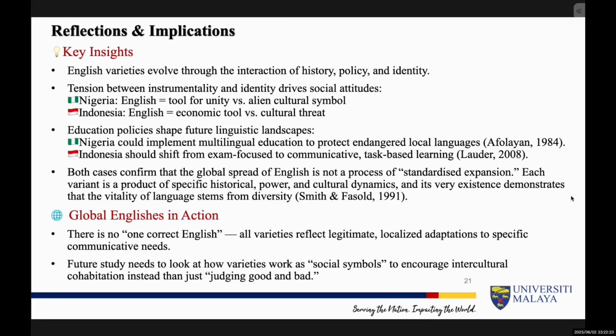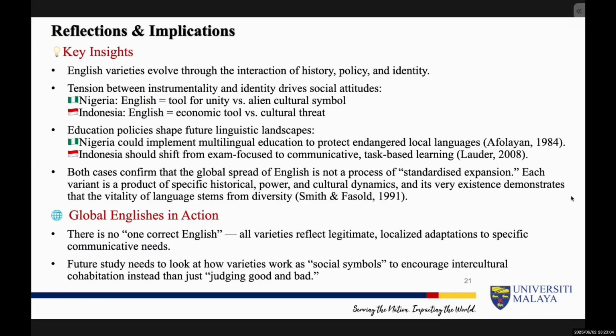English varieties reflect local history, policy, and identity. In both countries, people see English as useful, but it also creates tension. In Nigeria, it's unity versus cultural loss. In Indonesia, it's progress versus cultural erosion. So as we can see, language variation is a result of dynamic adaptation, and there's no hierarchy of superiority or inferiority. Whether it's Nigerian English or Indonesian English, both have emerged within specific historical, cultural, and social contexts.